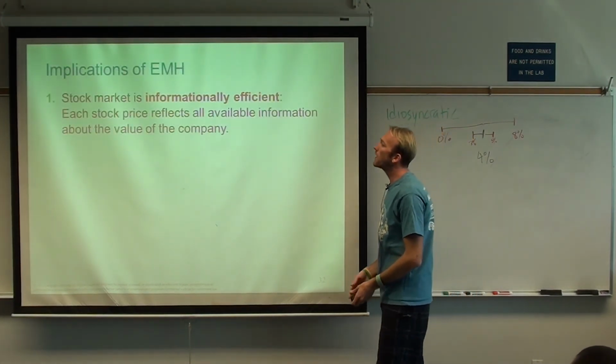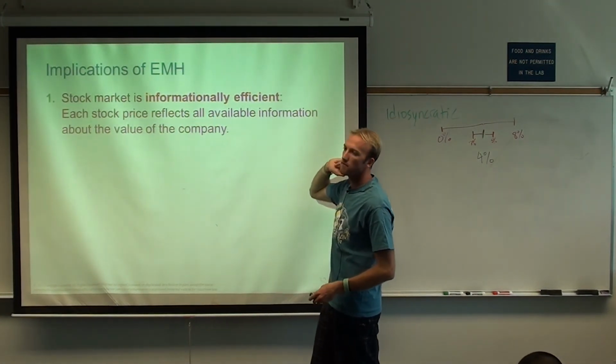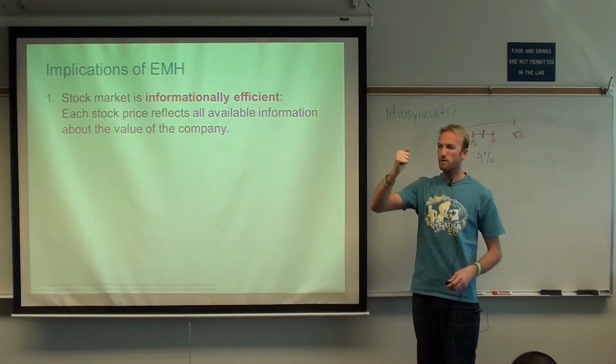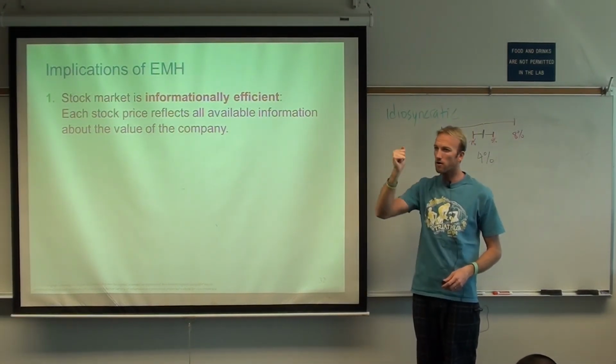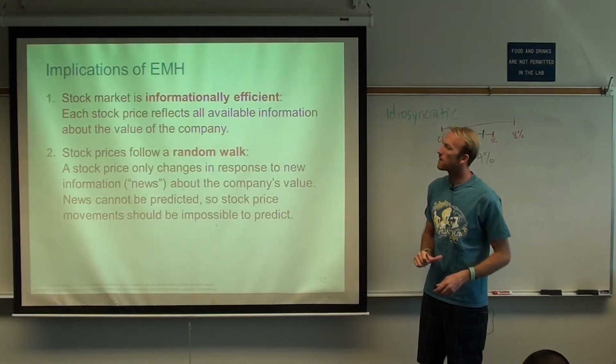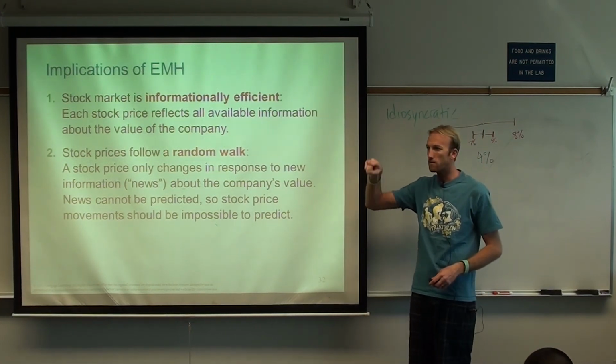There's three things. One is that the stock market prices are informationally efficient, meaning the stock price is already adjusted instantaneously to any new information. Stock prices follow a random walk, meaning they go up and down randomly.